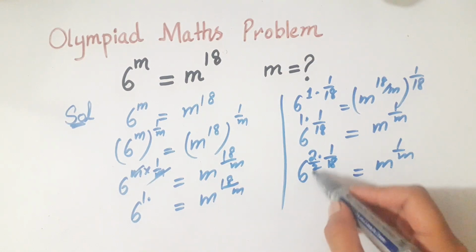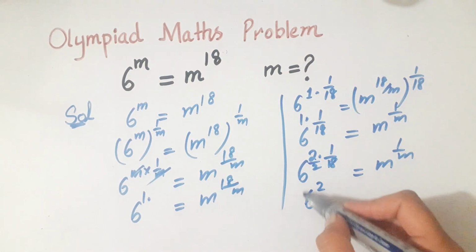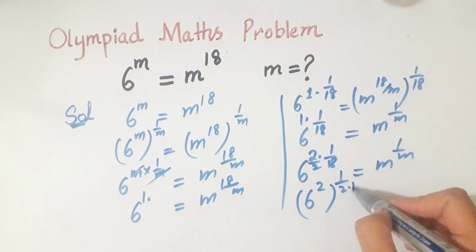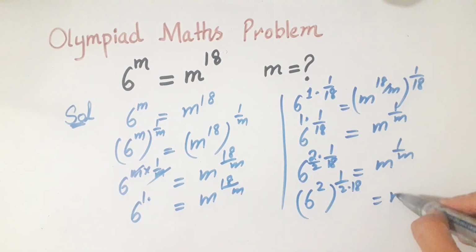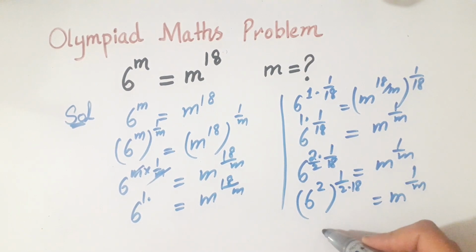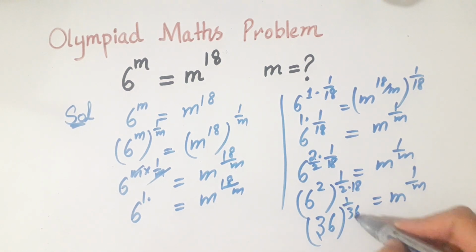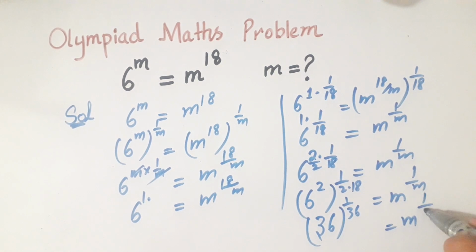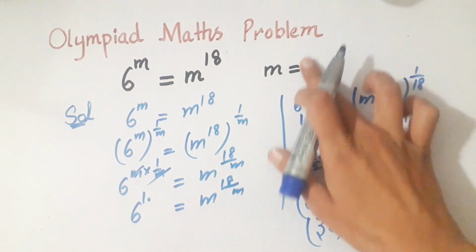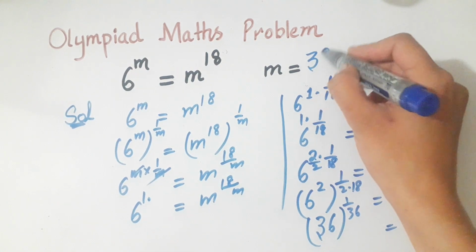Now this will be split as 6 square into 1 over 2 into 18. So this is m raised to power 1 over m. So this will become 6 square is 36, and 1 over 36 equals m into 1 over m. So from this you can see that the value of m will be equal to 36. So we will write the answer here.